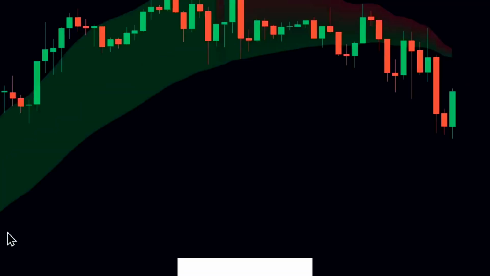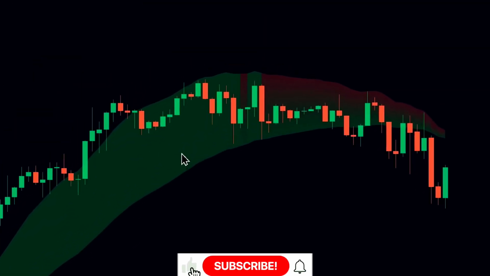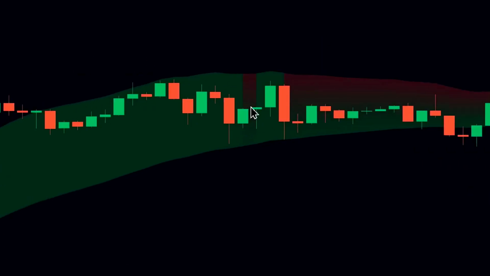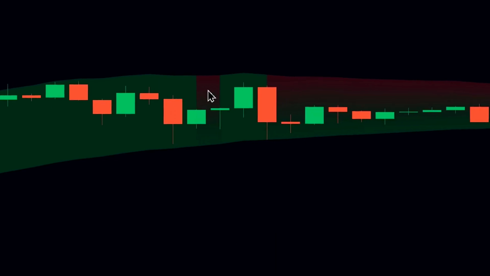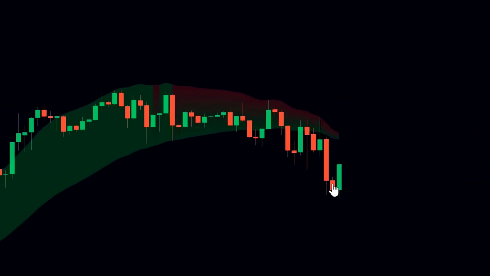The opposite holds in an uptrend. When the zero lag moving average starts dropping, the cloud turns red, signaling a possible bearish reversal. As you can see here, the price eventually drops after the signal.